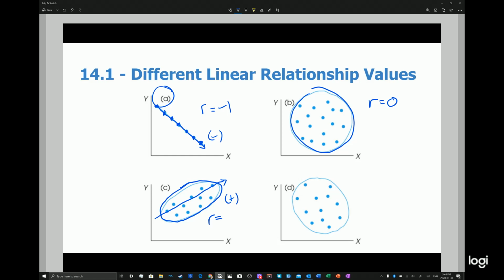It would not be 0. It would be somewhere in the positive. I'm going to make up a number here between 0 and 1. That's important: it cannot get any higher than 1 or lower than -1. Because it's positive, it's going to be a positive number between 0 and 1, larger than 0, smaller than 1, because the dots are not lined up exactly on the regression line.